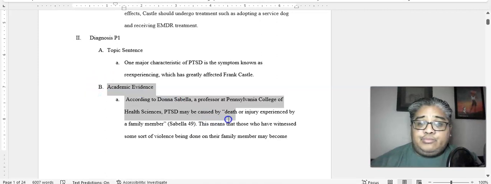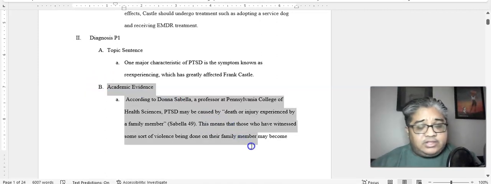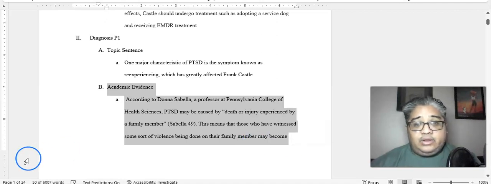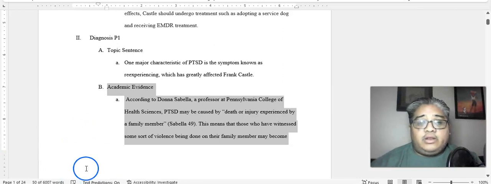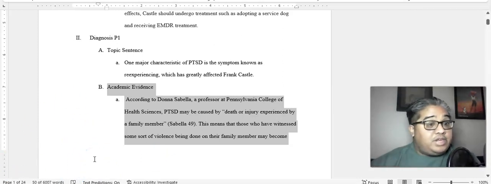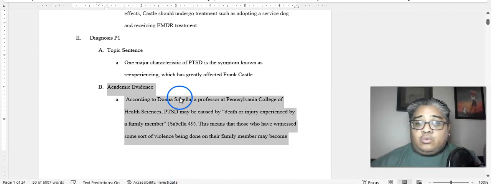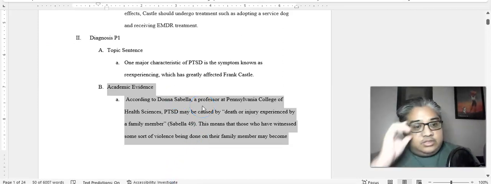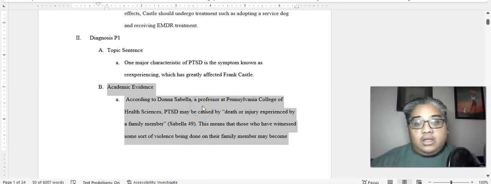Then you need to present one piece of academic evidence that relates to the topic. In this case, this student presented a quotation, and also gave a little bit of explanation. I don't need the explanation at this point. I just need the evidence. So if you want to quote, or if you want to summarize it in your own words, I also need you to indicate the source as best as you can.